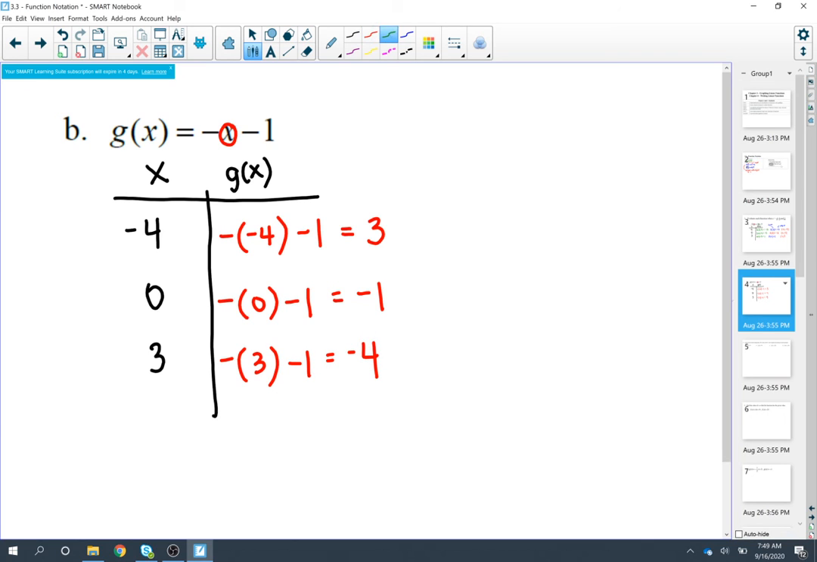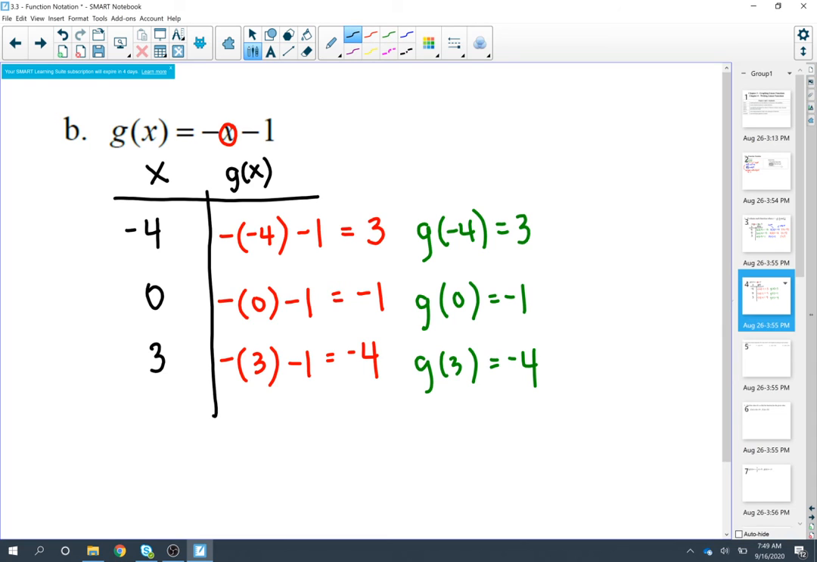Now again, these can be written in function notation as g of -4 equals 3, g of 0 equals -1, and g of 3 equals -4. Or we could write them as ordered pairs and just pull them right off. -4, 3, 0, -1, 3, -4.